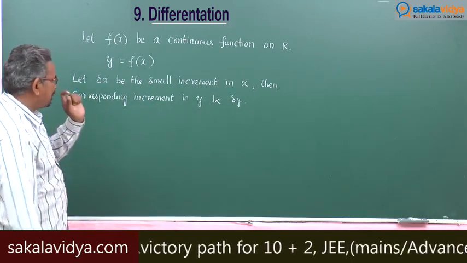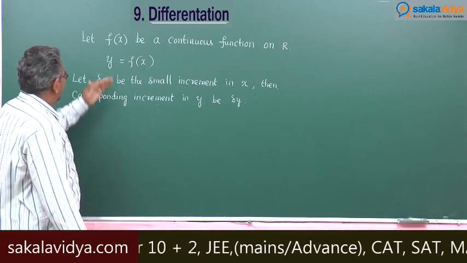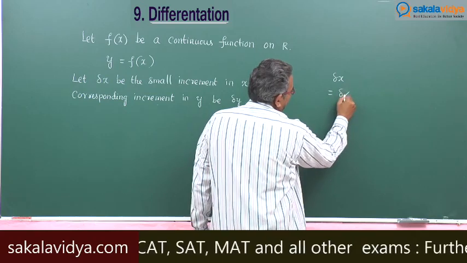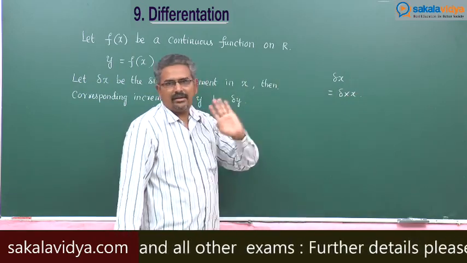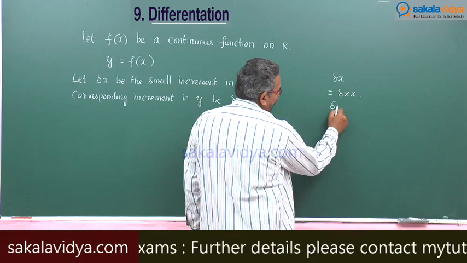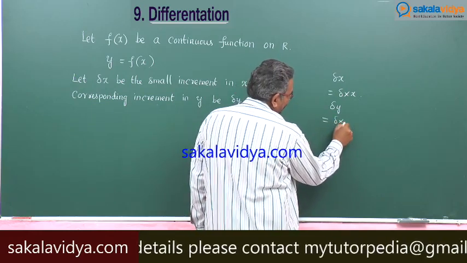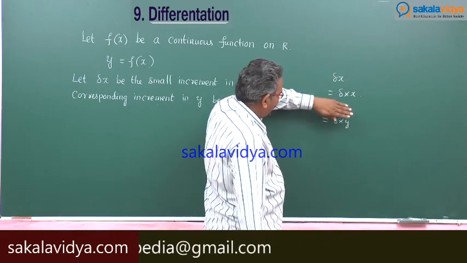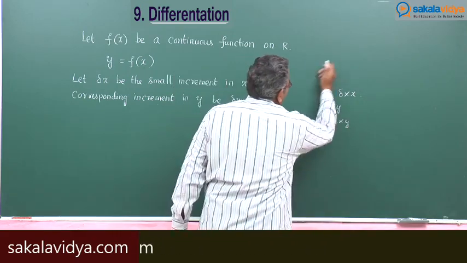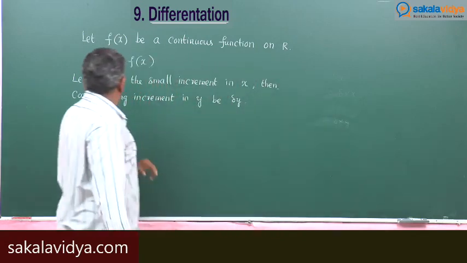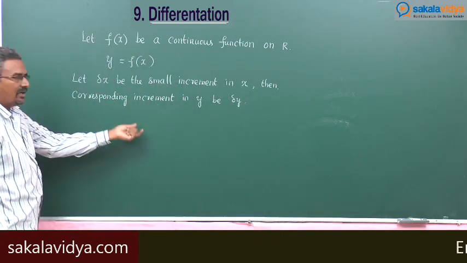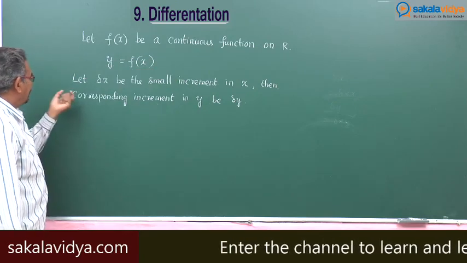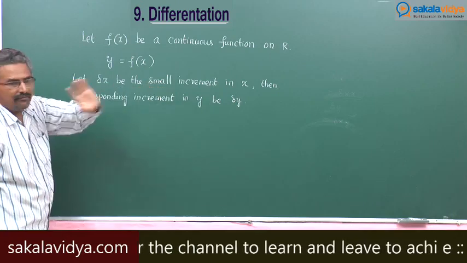Generally, we have one misconception, that delta x means delta multiplied by x. It is absolutely wrong. Similarly, delta y is not delta multiplied by y. It is also wrong. Delta x itself is one value, and delta y is one value. So, as x changes, y also changes. Let delta x be the small increment in x, then the corresponding increment in y be delta y.